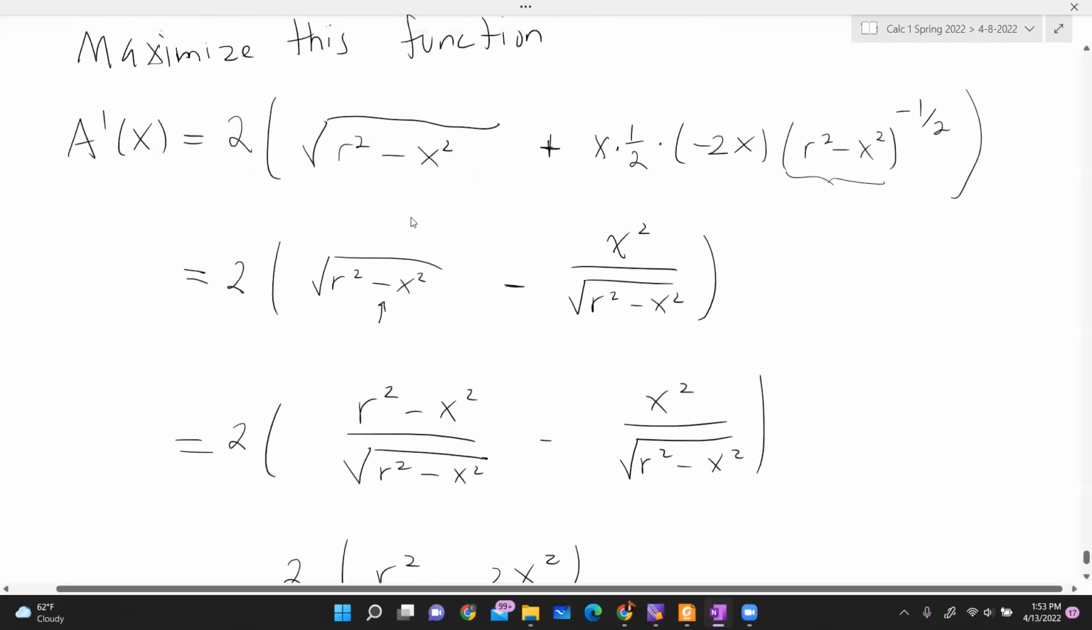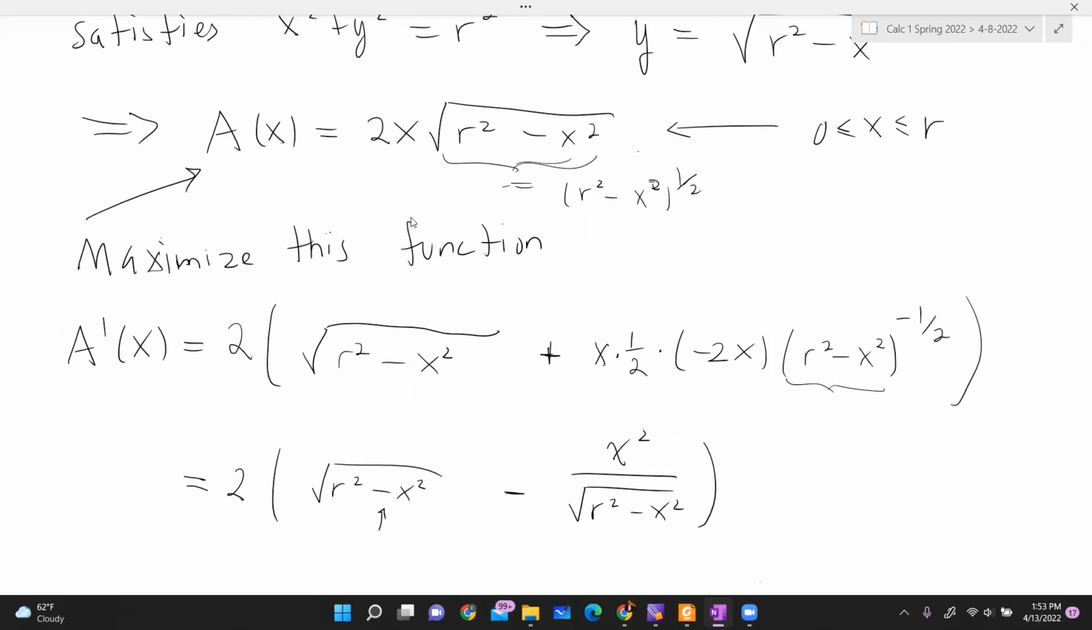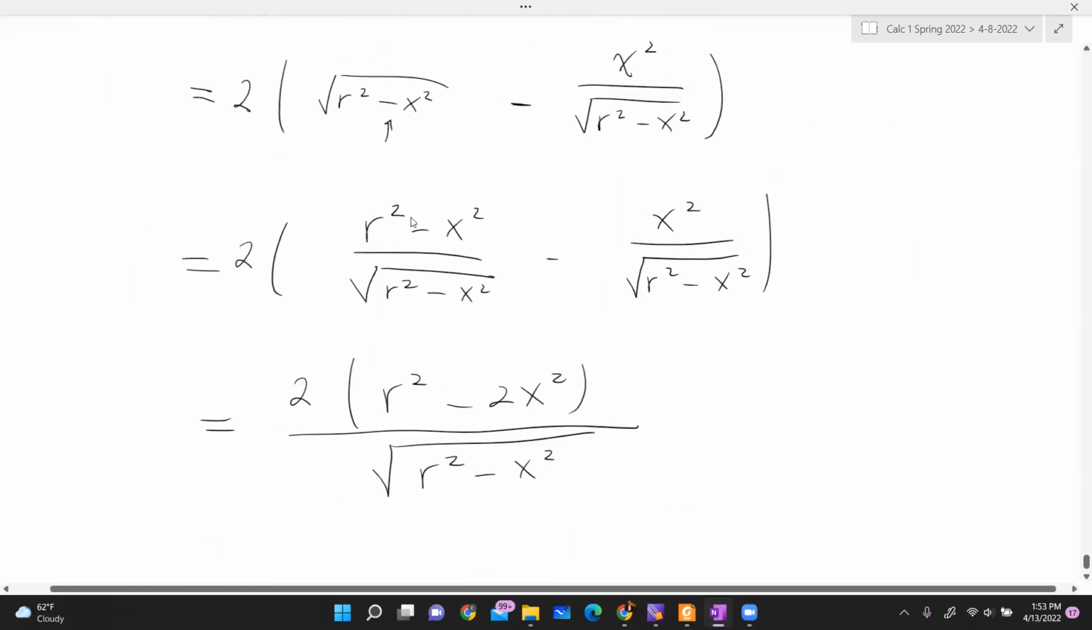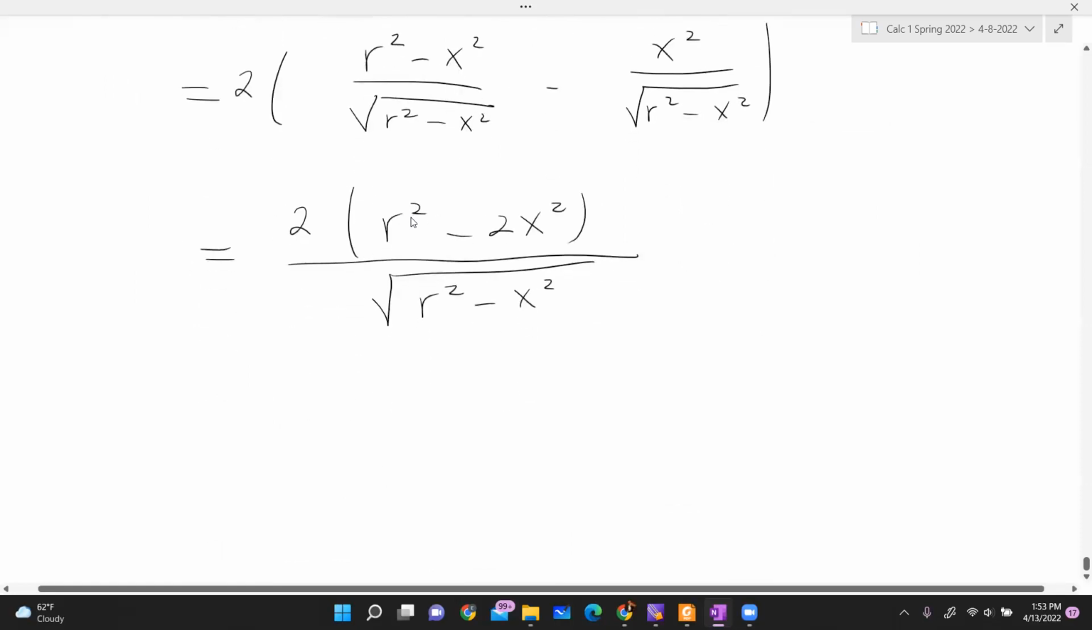So actually, I should mention something up here at the top. The domain of this function is clearly this. X has to be between 0 and r.